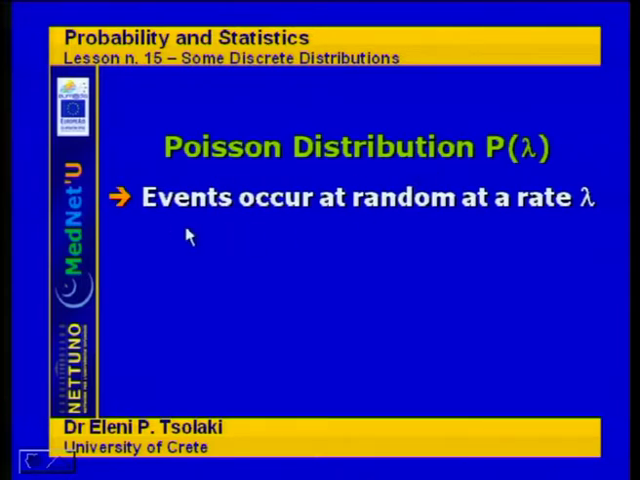The Poisson distribution is used when events occur at random, this is important, at a constant rate lambda. Now that is the parameter of the Poisson distribution, and that's what we have included here. So the rate lambda should be given in order to know exactly which one from the family of the Poisson distributions we are talking about.